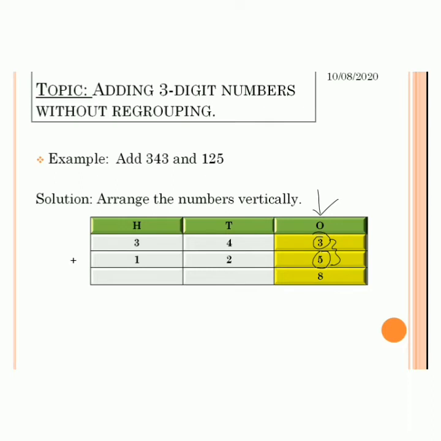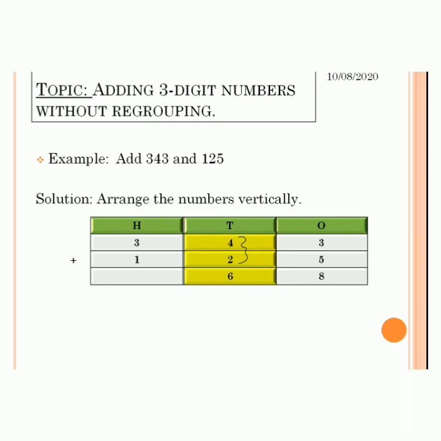Okay, now once you finish adding the digits in the ones place, move on to the next one. That is, you have to add the digits under the tens place. Okay, so when you start adding, you will find that 4 plus 2 is equal to how much? 4 plus 2 is 6.